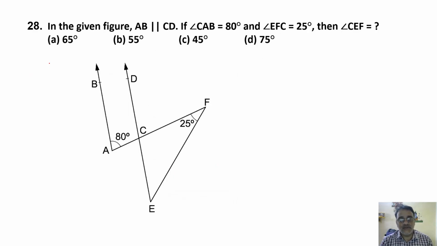Now 28th question, in the given figure AB is parallel to CD, if angle CAB is equals to 80 degree and angle EFC is equals to 25 degree, then find this angle. So ध्यान से देखो, अगर ये 80 होगा, so what is the value of this angle?